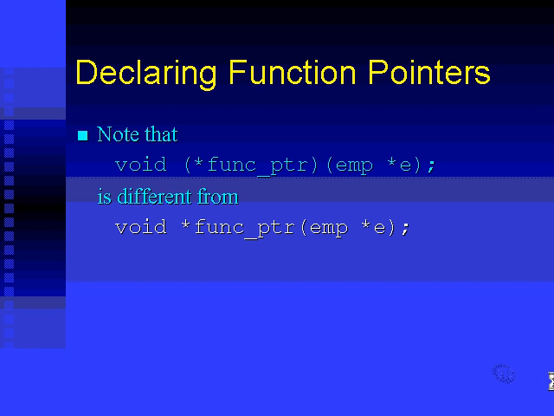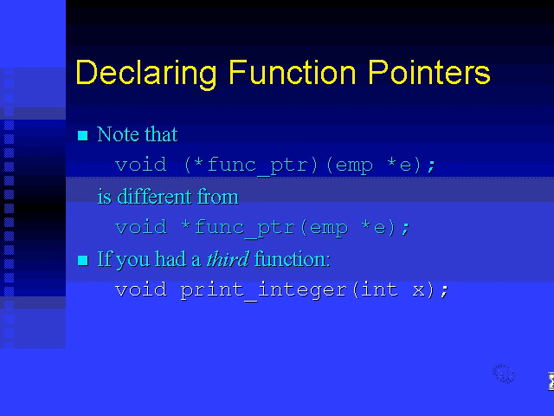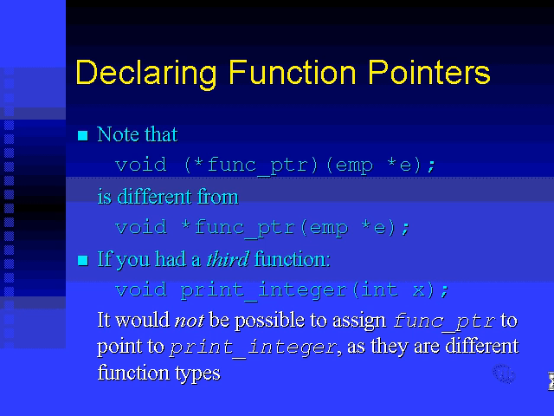Don't get that wrong. It's very easy to get it wrong, and your compiler will not allow it because the function prototype will probably be in the wrong place, and it'll be up to you to try and figure out what you've done wrong. Now, if you had a third function, let's say a function called printInteger, which takes one integer parameter and has a void return type or no return type, it is not possible to assign function pointer to point to print integer. It's simply not, because it's a different type of function.